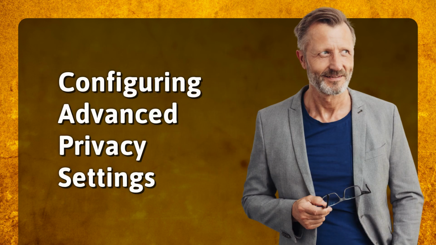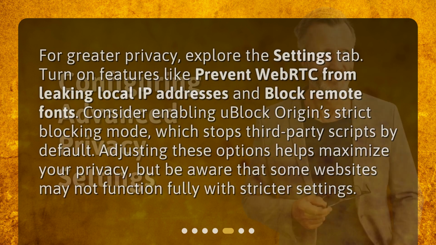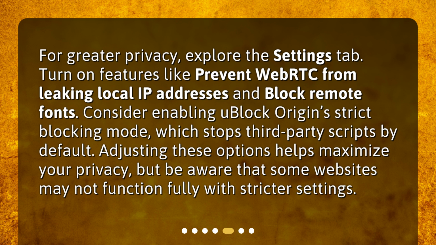Configuring advanced privacy settings. For greater privacy, explore the Settings tab. Turn on features like Prevent WebRTC from leaking local IP addresses and Block Remote Fonts. Consider enabling uBlock Origin's Strict Blocking Mode, which stops third-party scripts by default. Adjusting these options helps maximize your privacy, but be aware that some websites may not function fully with stricter settings.